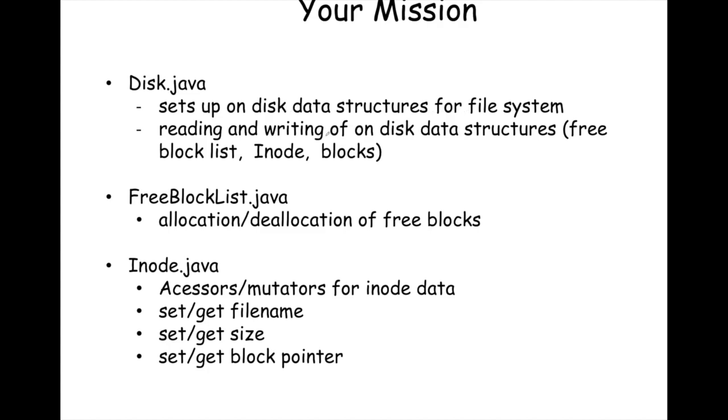It provides for the reading and writing of the on-disk data structures, namely the free block list, the inode list, and the block list. FreeBlockList.java has methods for the allocation and deallocation of free blocks. Inode.java has a bunch of accessors and mutators, so it's a kind of wrapper class. This is for setting and getting the file name, setting and getting the size, setting and getting the block pointer. So Inode.java holds those methods for interacting with the various fields within the inode data structure in its in-memory representation programmatically.